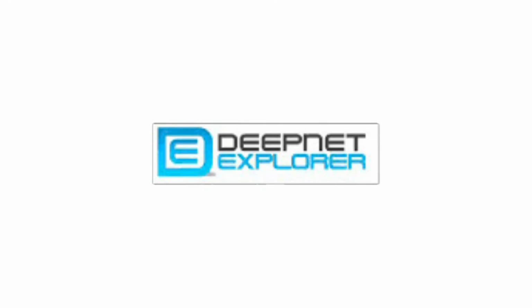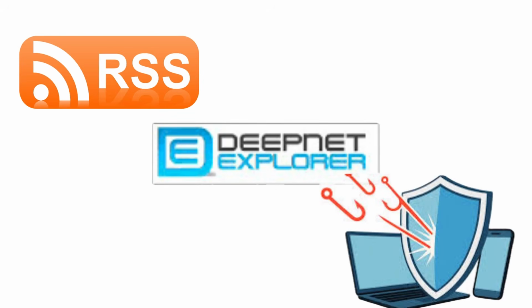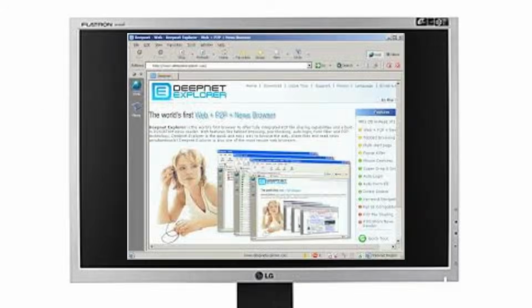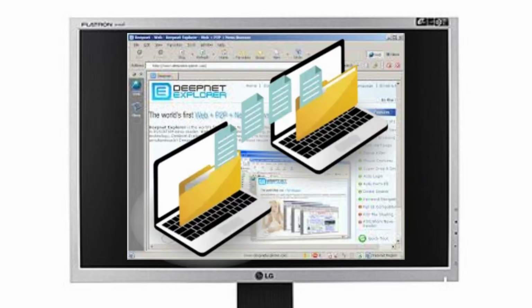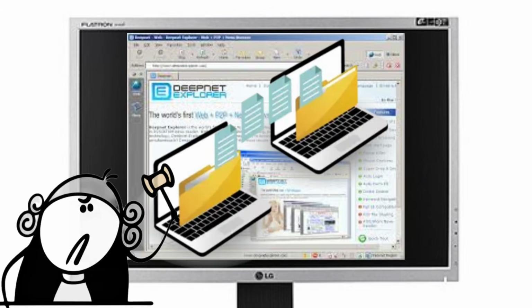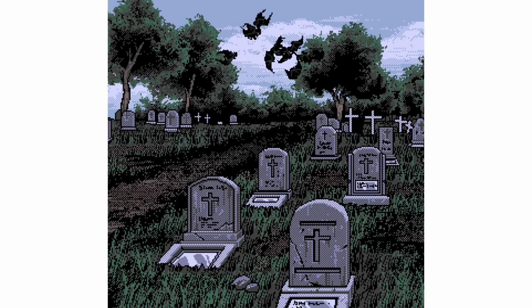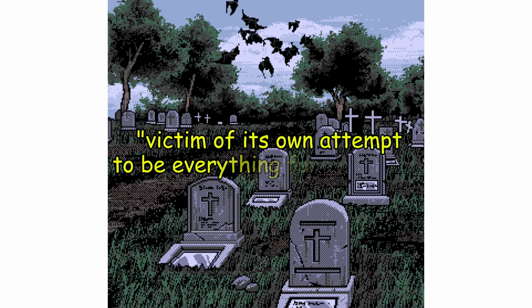It featured an RSS reader and anti-phishing tools years before they became industry standards, but its insistence on baked-in file sharing made it a prime target for legal teams. It eventually faded into the digital graveyard, a victim of its own attempt to be everything for everyone.